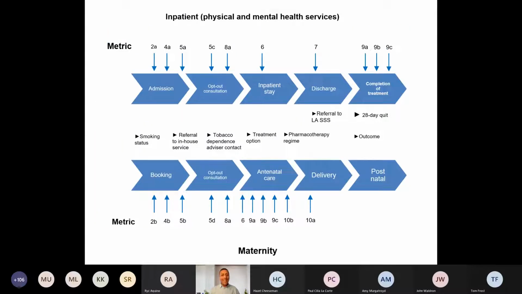So the data rows, as you like, the data we're collecting are all numbered, and for those of you who've already got your heads into this, you might recognise some of the question numbers and the data they refer to. But for those who haven't, if you think about the overall pathway, admission, opt-out consultation, the inpatient stay, the discharge, and the completion of treatment post-discharge, well, all of the data questions match up with different parts of the process, and that's true whether it's in the inpatient, acute and mental health setting or in the maternity setting. And so that's how the questions were set up. They were set up to take data points from the pathway that I showed you earlier, or in this slide here. Next slide, please.